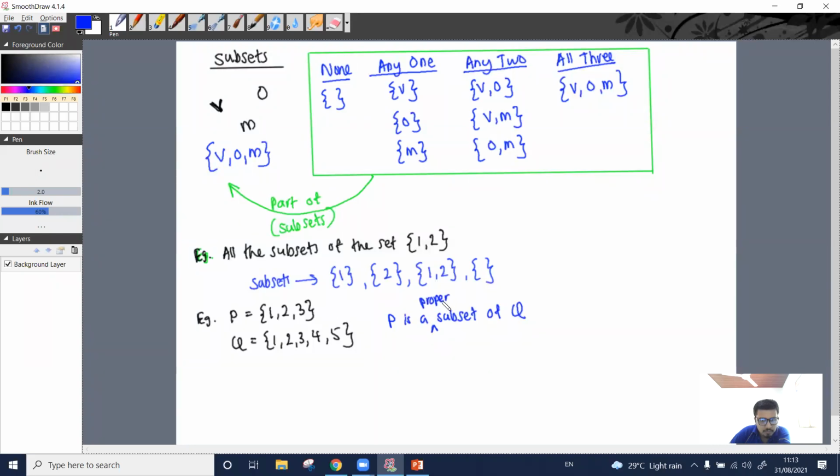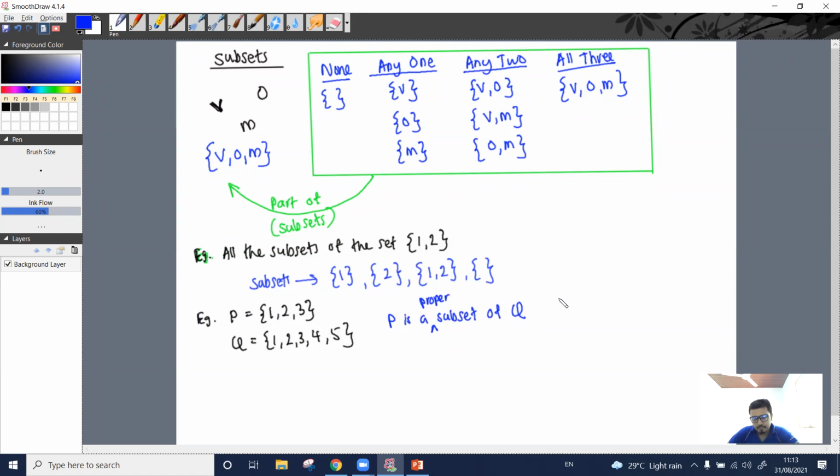I have used the term proper because apart from these elements here, there are some other elements more than this. If there are one or more elements beyond these elements, that becomes a proper subset. So P is a proper subset of Q. It means apart from these elements in set P, there are some other elements in Q as well. Therefore P is a proper subset of Q.